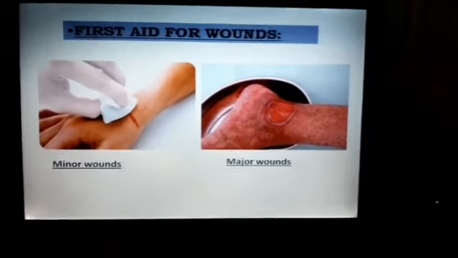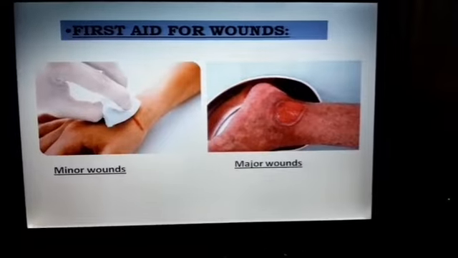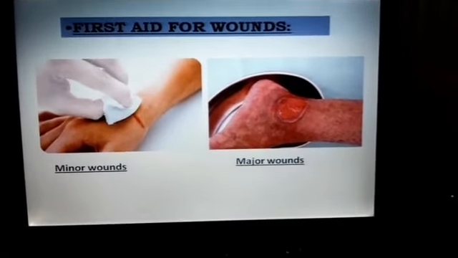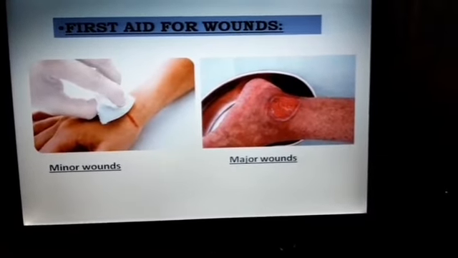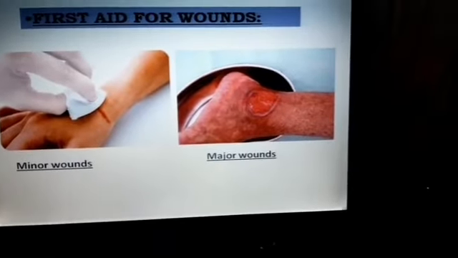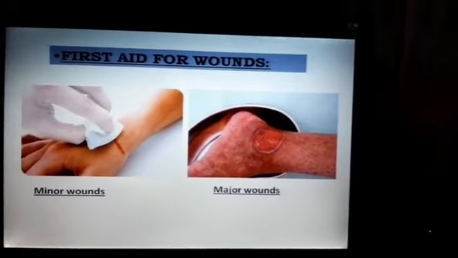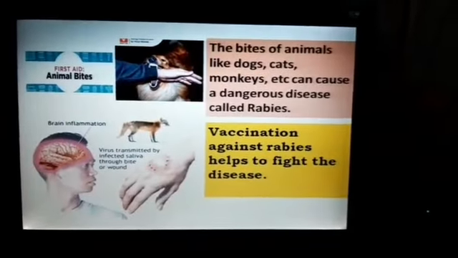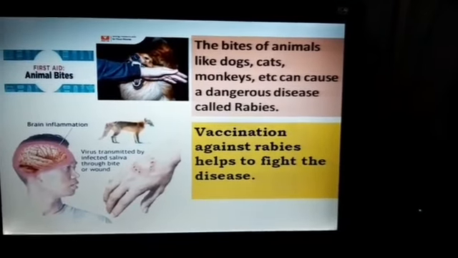Now, what is tetanus? Tetanus is also known as lockjaw, and it is a serious but preventable disease. Tetanus affects the body's muscles and nerves, and the germs of tetanus enter the body through open wounds. Now let's come to the first aid for animal bites.